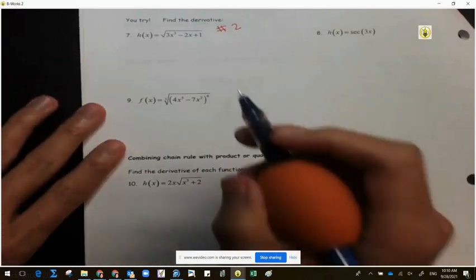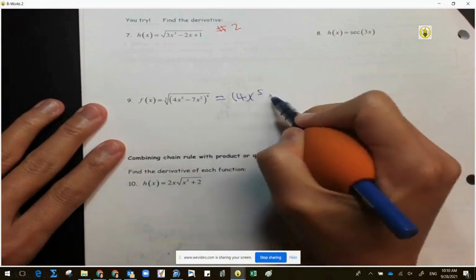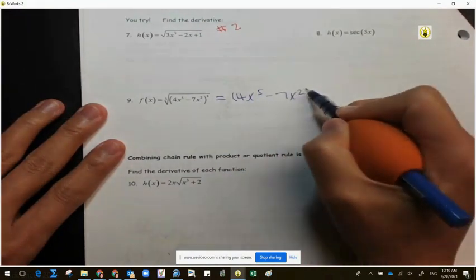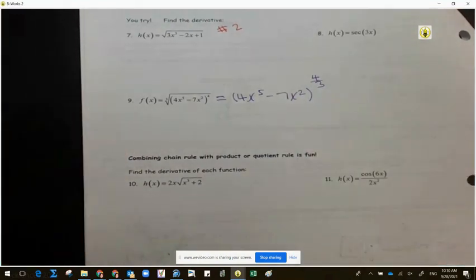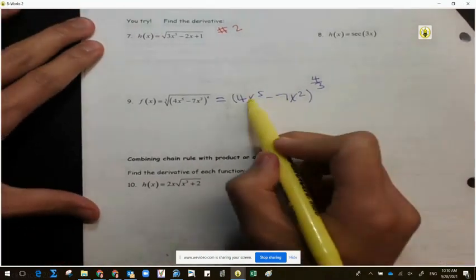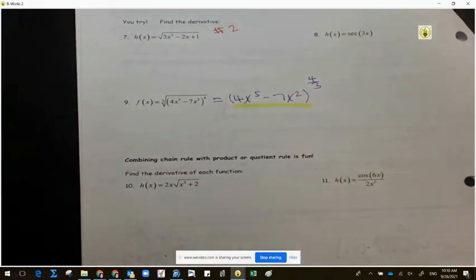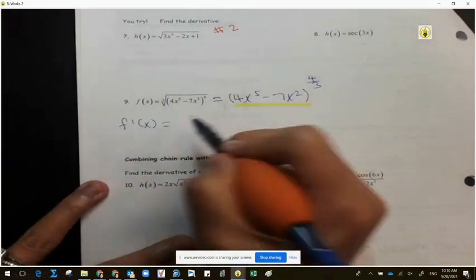All right. So we want to rewrite this. We have 4x to the power 5 minus 7x squared to the power of 4/3. The root goes in the denominator. The power goes on the top. So let's start by underlining the piece that we're not going to mess with. And if you don't have a highlighter, at least underline it with a pencil. Yeah? F prime of x.